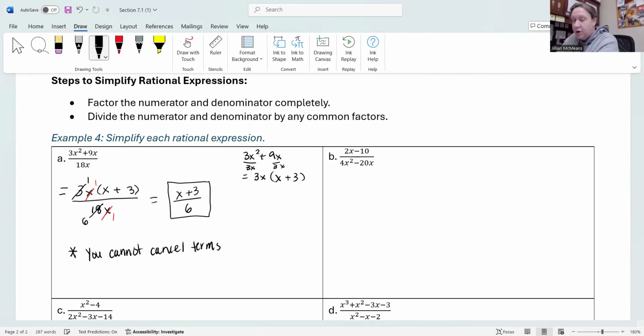So in the numerator, you might be tempted to try to cancel that 3 and that 6, but that 3 is added to that x. It can't be separated from that x. X plus 3 is x plus 3. It's a factor all on its own. You can't split that factor into two terms and try to cancel them.